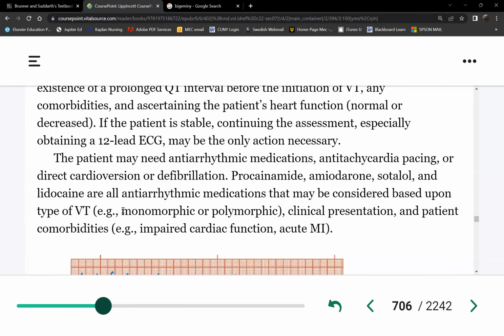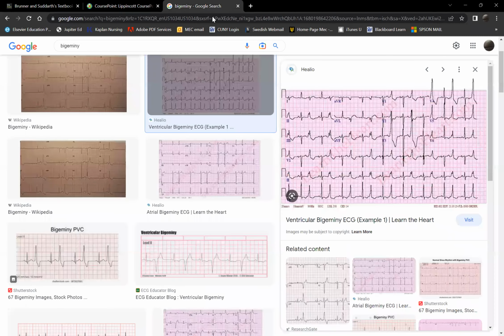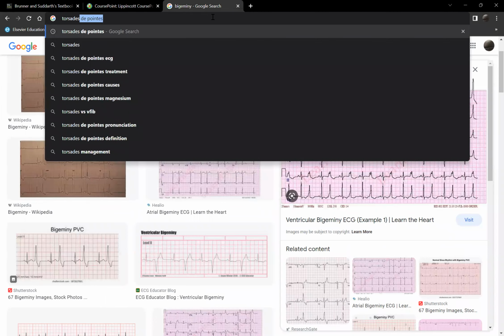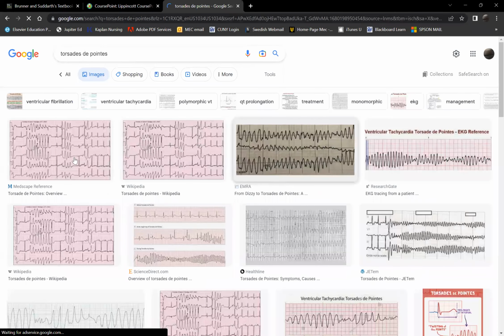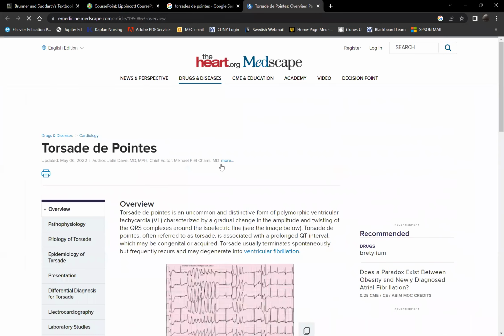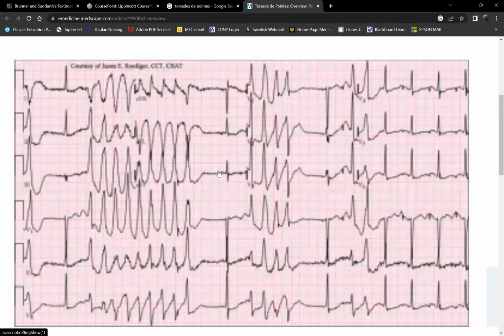There's monomorphic, and this is monomorphic. Polymorphic VTAC is, remember when I showed you the picture of Torsade de Pointes? If you don't remember, this is polymorphic VTAC. If it looks like this, the points are twisting, then that is Torsade de Pointes. It's still a life-threatening rhythm. It doesn't mean, oh, that's okay, that's polymorphic. No, that is just as serious as VTAC.